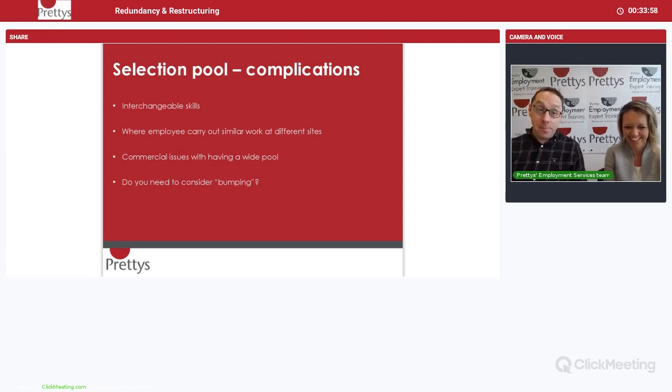It is legitimate to bump in a redundancy situation. The times when you do it most often are where you've got some long-serving employees, or some employees with some particular skills you might want to keep, but they're the ones who are identified in the role. So bumping happens because you have identified a particular role that you're going to remove from the organisation, but you want to keep the individuals.